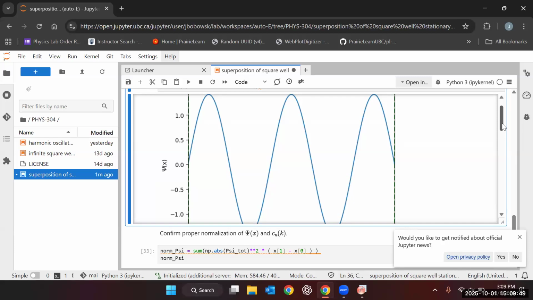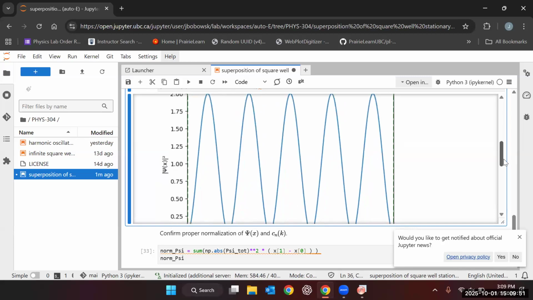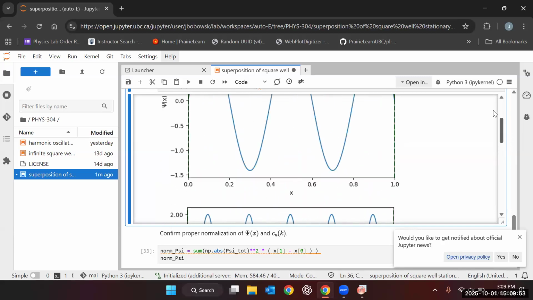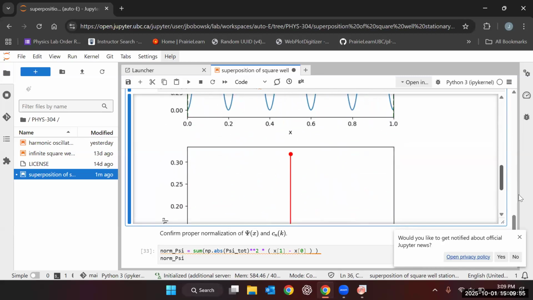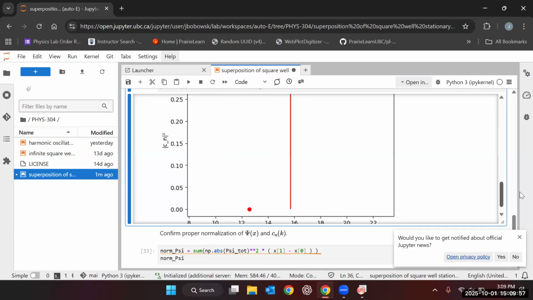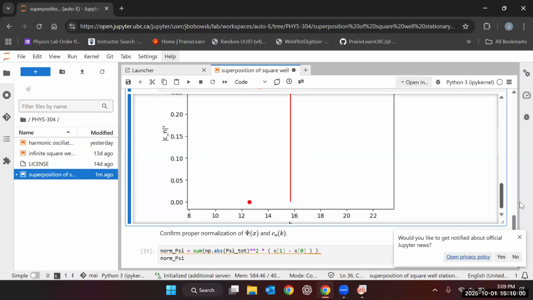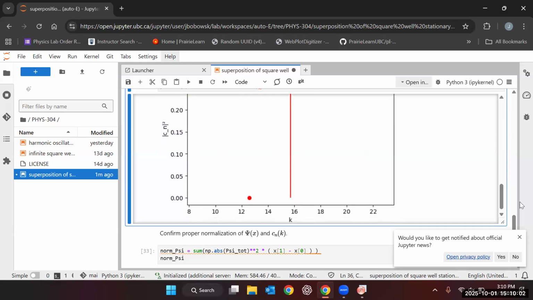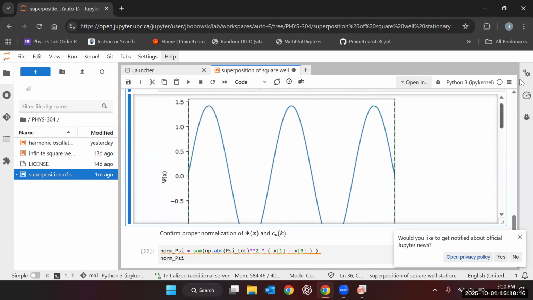I can also plot the probability density, which is just the square of the wave function. And then these are the k values that are contributing to that wave function. There's only one. There's a point over here, but it's at 0. So we're only contributing that one main mode. That's not a wave packet. That's just a single stationary state.